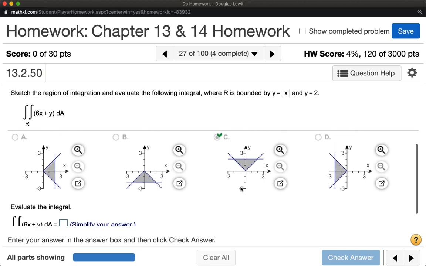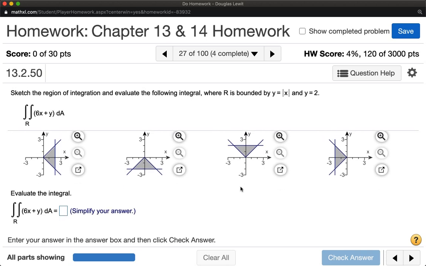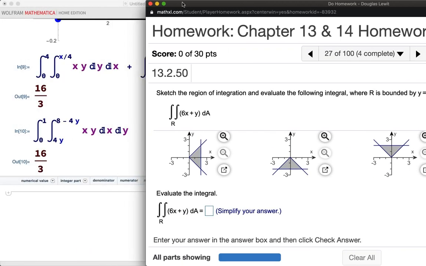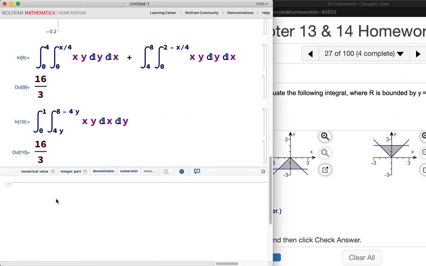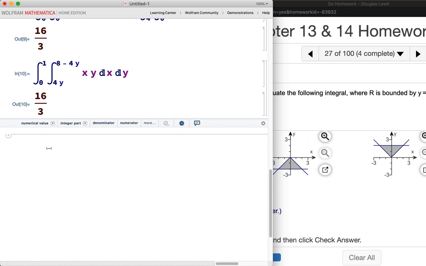Now all of this is well and good, but again, you have to be really careful with your limits of integration. So this is what I'm going to do. Let's actually do the graph in Mathematica. Or you can do the graph with pencil and paper on a sheet of paper if that makes you happier, but I prefer to use Mathematica.